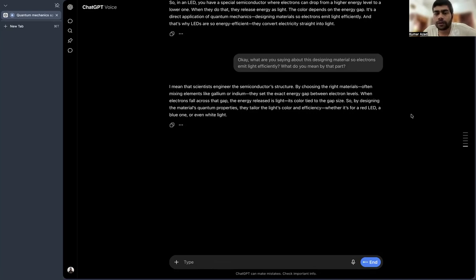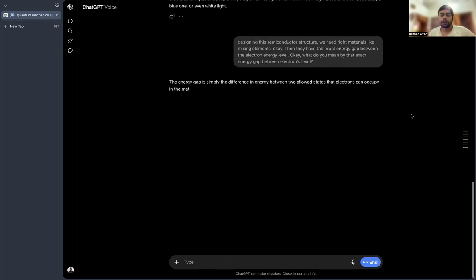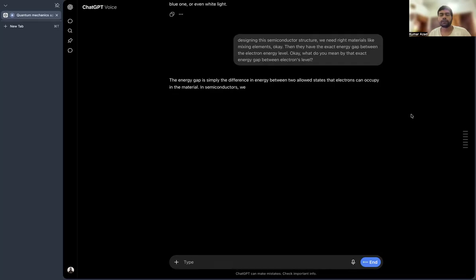Okay, for designing this semiconductor structure, we need the right materials, like mixing elements. Then they set the exact energy gap between the electron energy levels. What do you mean by that exact energy gap between electron levels? The energy gap is simply the difference in energy between two allowed states that electrons can occupy in the material.